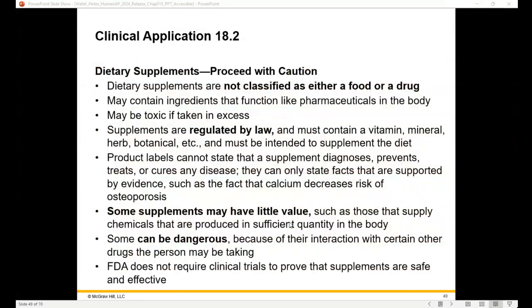All right, a clinical application about dietary supplements. Proceed with caution. Dietary supplements are not classified as either a food or a drug. They may contain ingredients that function like pharmaceuticals in the body. They may be toxic if taken in excess.